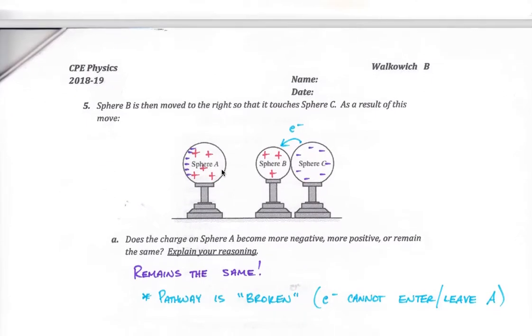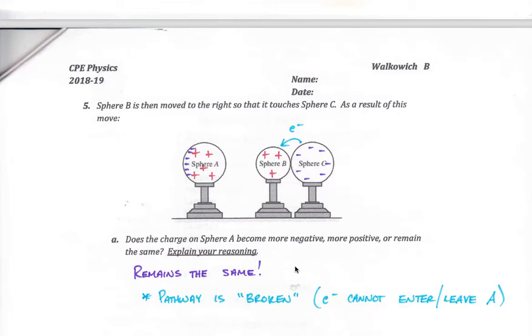To explain what happens afterwards, we take the sphere B and slide it over so it makes contact with sphere C. Now we're breaking contact with A. There is no longer any pathway for electrons to enter or leave A, which means that A remains the same. The pathway is broken. There's no way electrons can enter or leave. So sphere A has its charge locked in.